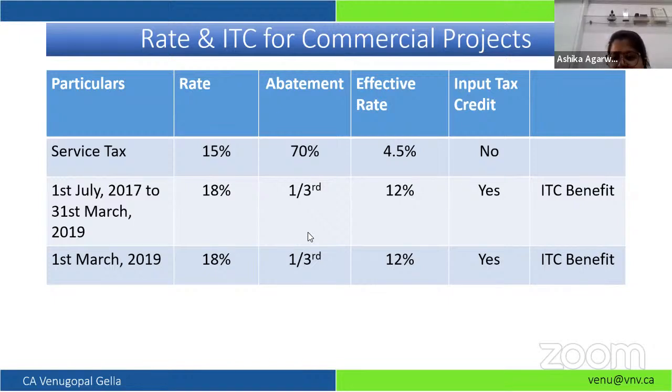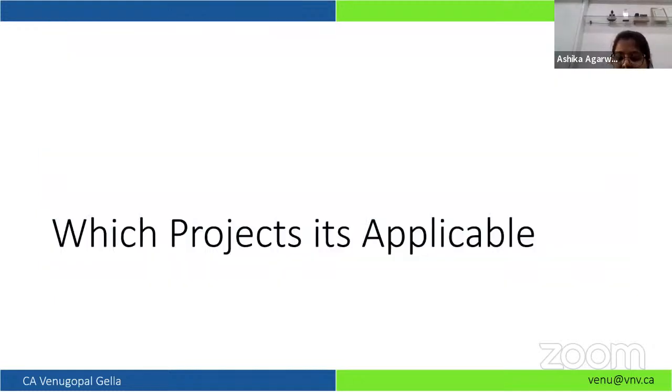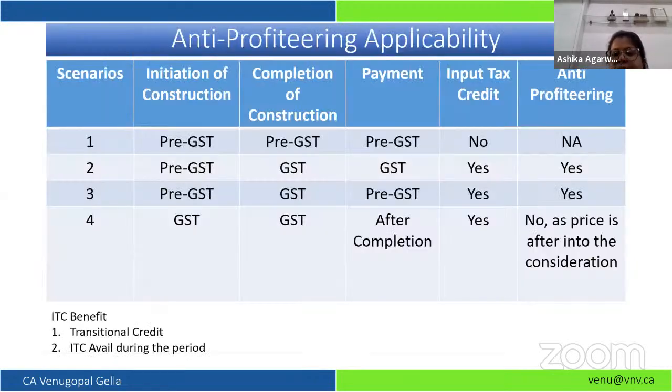So from this ITC benefit, you can understand due to which anti-profiteering section became applicable. Thereby, you have to make sure if any benefit you have arrived at due to which your cost of construction has got reduced, then you have to make sure you pass on that benefit to your ultimate buyers or customers. Now, with this, which project will it be applicable to? Now, we have covered different scenarios.